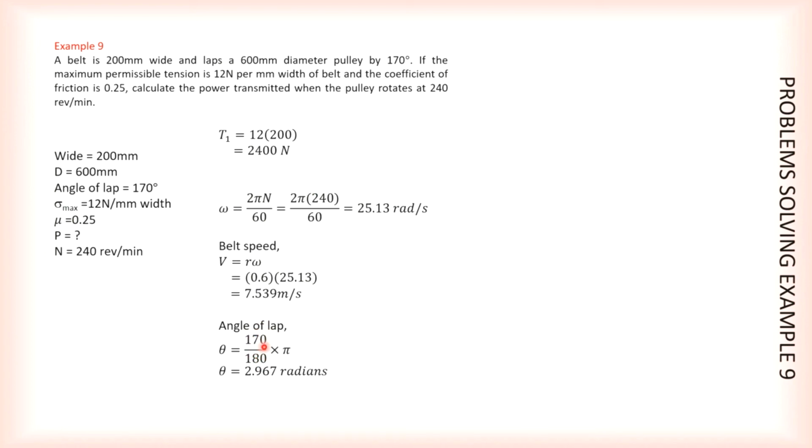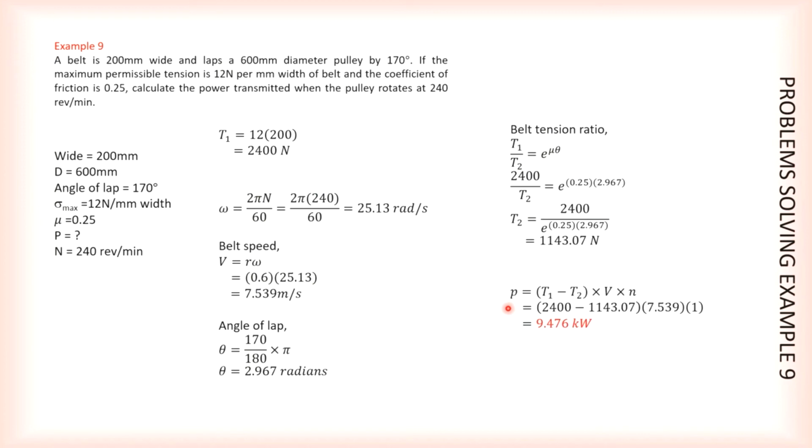Then the angle of lap. Then the belt tension ratio, flat belt, because with width and thickness, we will be able to find out the T2. After that, the last part is the power. By now, you should know the power transmitted by the belt. The power by pulley is 2 pi NT over 60. That one you have to calculate separately for the larger and the smaller. This one is based on the belt itself.